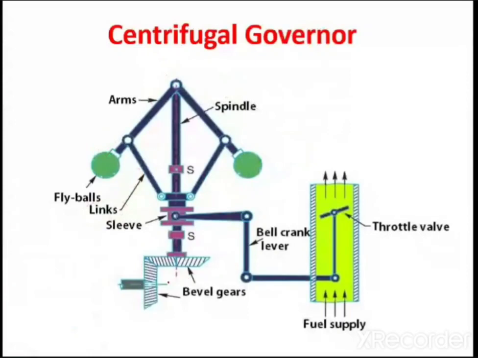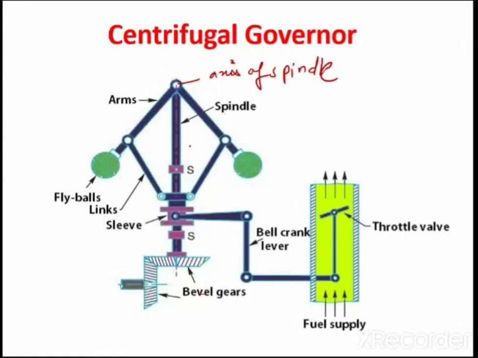Okay. Now, these balls revolve along with the spindle. You can see this is the central axis, the axis of the spindle. So this is nothing but a spindle. Now this spindle is connected to the bevel gears. It is connected to some sort of input. So you are giving some sort of input, and with the help of that input, that is the bevel gears, the spindle will revolve about this axis.